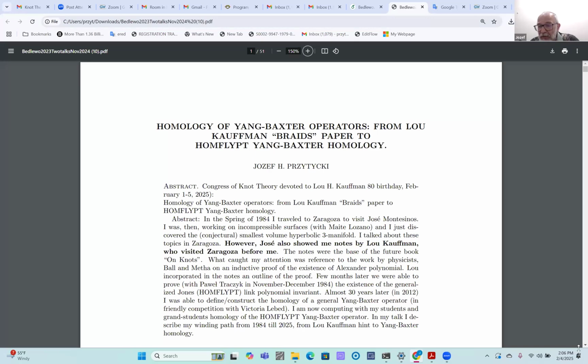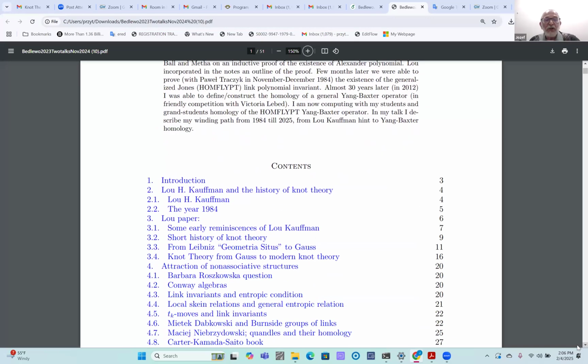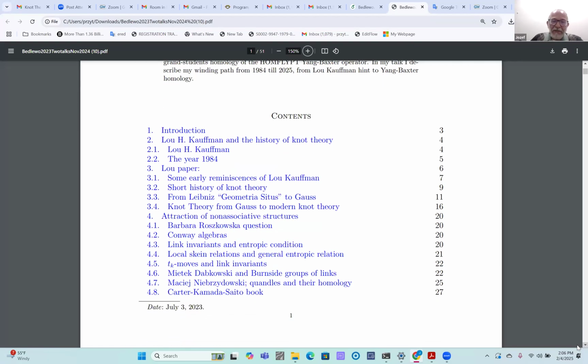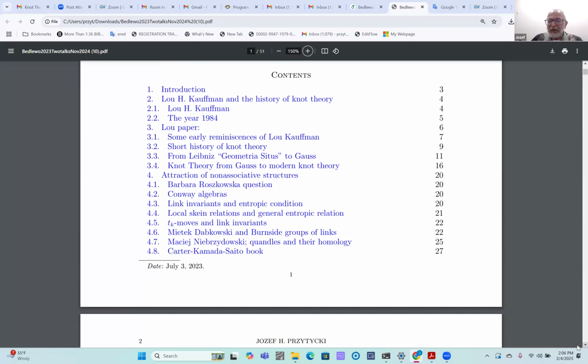Okay, so this was this history which I was saying. Let me see whether I know how to move along this. Yes, so you see, I would like to talk too much about history, about technical things in history, and then technical things which lead me to homology of Yang-Baxter operators.